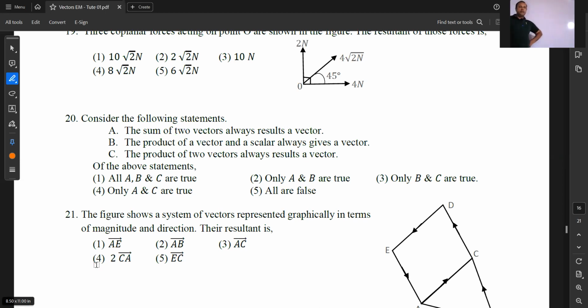If we multiply a vector with a scalar, it gives a vector. Very good. The product of two vectors always results in a vector. Is that correct? True or false? False. What is the reason?